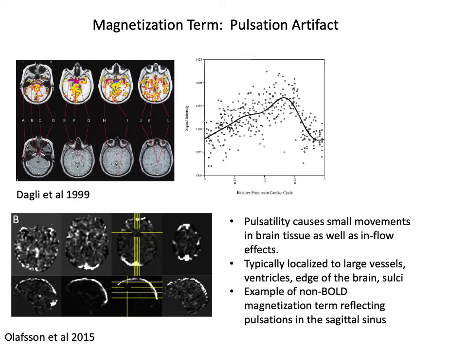This is supported by a multi-echo IC example from Olofsson and others, showing a non-BOLD magnetization component that most likely reflects pulsations in the sagittal sinus.